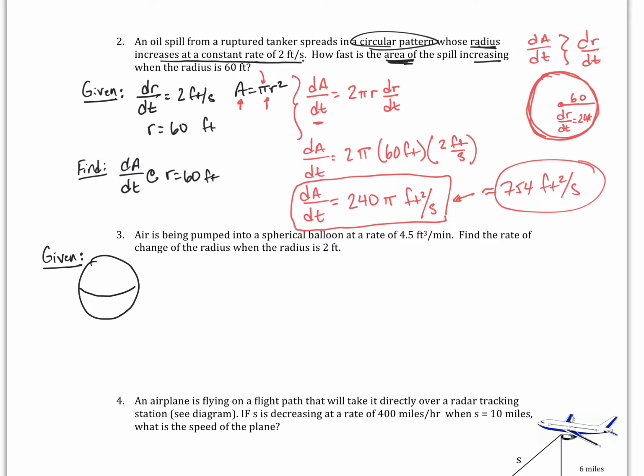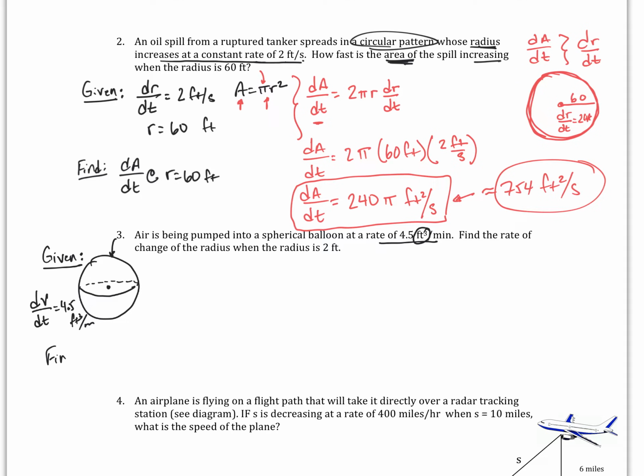I am given some sort of spherical balloon. And there's my sphere. You tell me if I did a good job with it. And I'm pumping air into it. And what's the rate? That's what's changing, the dV/dt at 4.5 cubic feet per minute, right? It's a dV/dt because it's a cubic foot per minute.